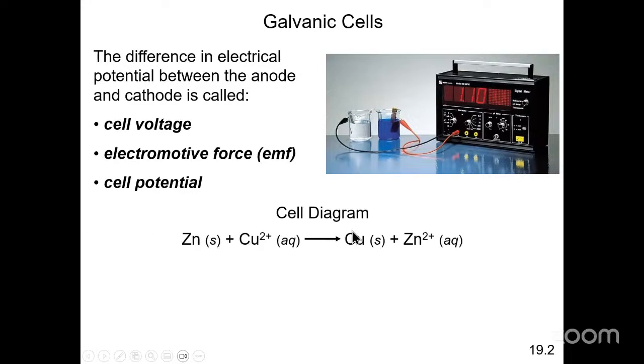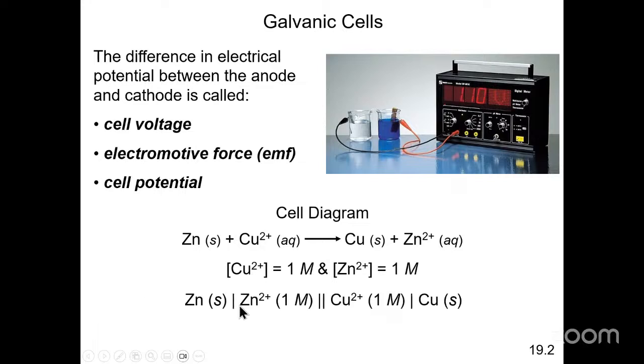So this is the overall equation of the reaction in the galvanic cell that we just looked at. So the cell diagram that we'd use for this will be, well, in this particular case, the concentration of the copper 2+ and the zinc 2+ ions in that solution is 1 M. And that's important in order for us to write down the cell diagram. So this is what the cell diagram for this particular cell looks like, right?